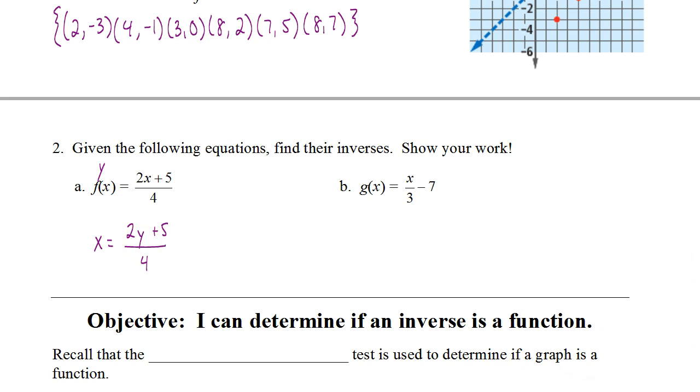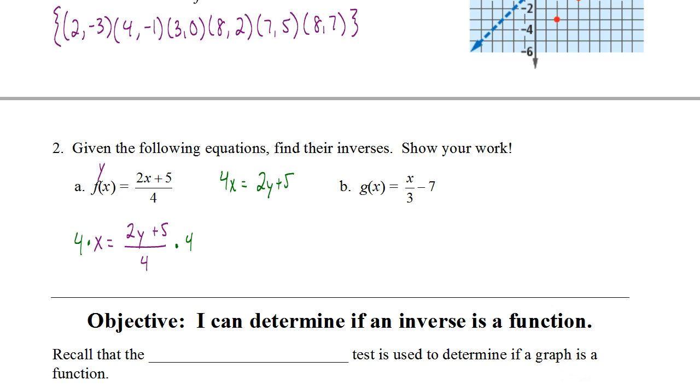Now technically this is the inverse, but we don't ever want to leave it like this. We always want to solve for y. So if I want to get y by itself, I have to undo everything that's over here. So we're going to take this away piece by piece. The first thing I see is that I have this 2y plus 5 being divided by 4. So I want to get rid of that section that's being divided by 4. So we do the opposite. We multiply both sides by 4. Doing so, we'll get rid of the fraction on the right. On the left, we'd have 4x. Now we have 4x equals 2y plus 5.